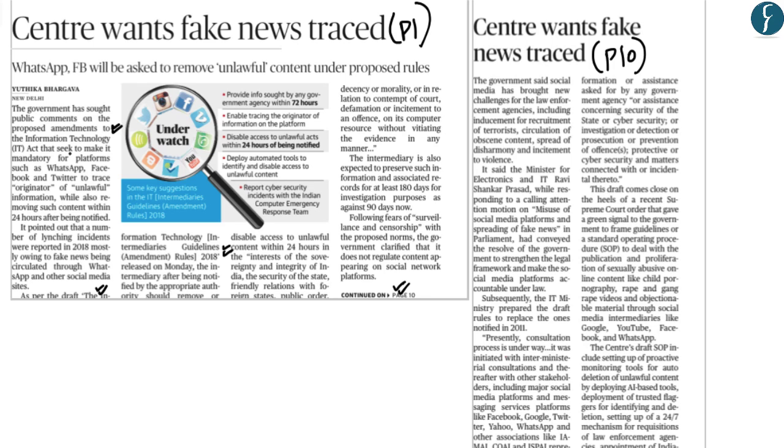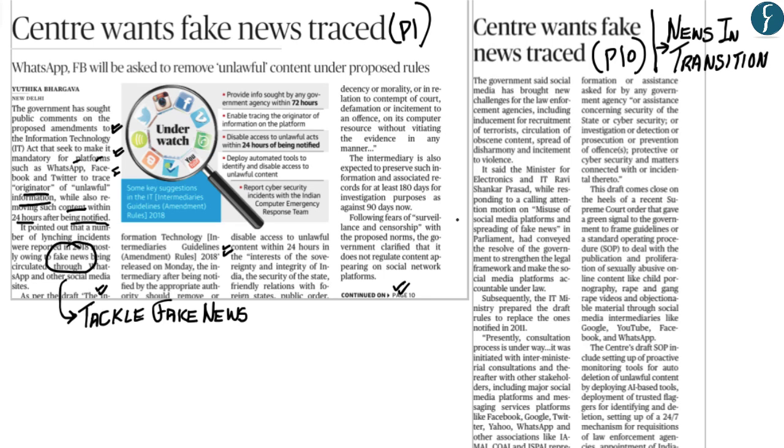And under this draft guidelines of 2018, the government seeks to make it mandatory for platforms such as WhatsApp, Facebook, Twitter to trace the originator of unlawful information. And apart from that, such platforms also have to remove such content within 24 hours after being notified by the Government of India. Now, this is one of the measures that is being undertaken to tackle fake news. Now, you have to understand that this news is currently in transition, where we will have to wait and see how the Government of India moves forward with regards to the Information Technology Guidelines of 2018.